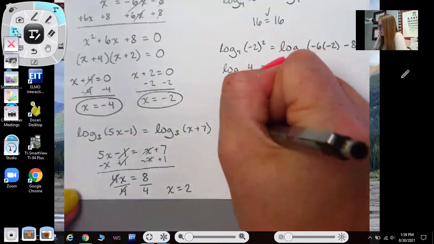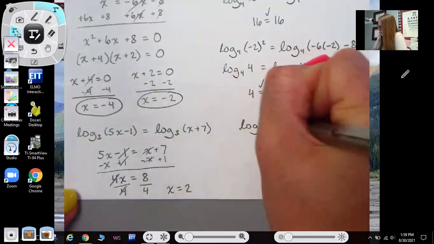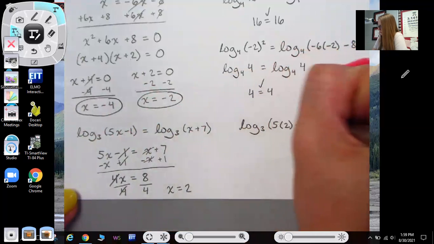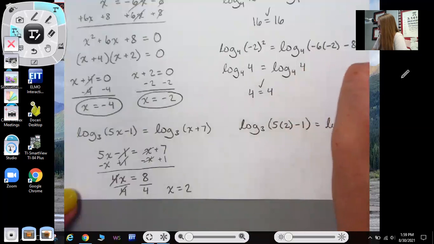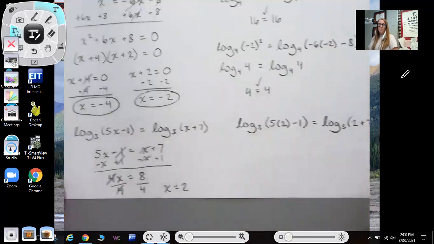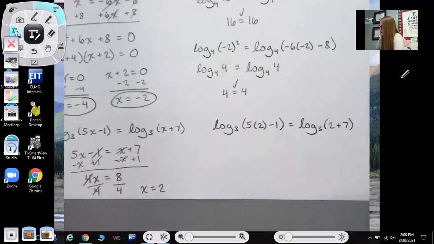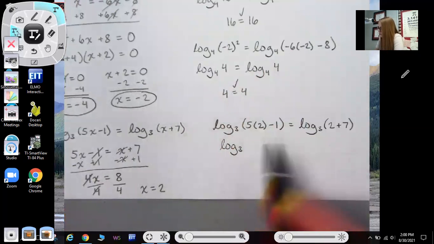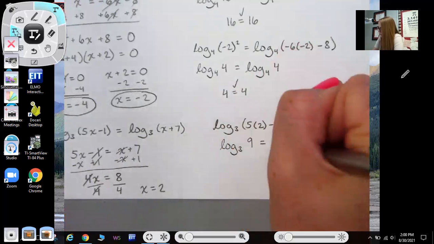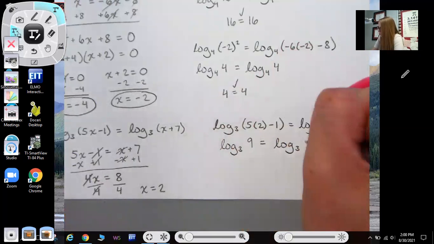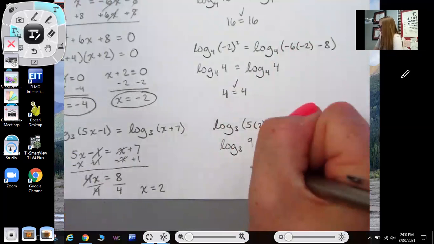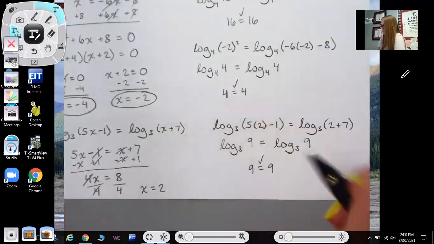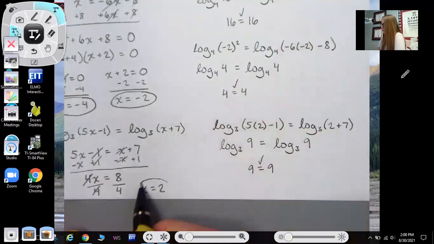Check our answer by plugging that in. Do the math to make sure we don't have any negatives within our logarithms. 5 times 2 is 10, minus 1 is 9. And 2 plus 7, also a positive 9. And 9 equals 9. So x equals 2 is a solution.